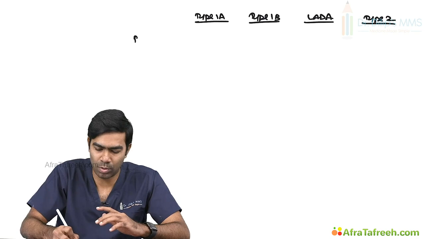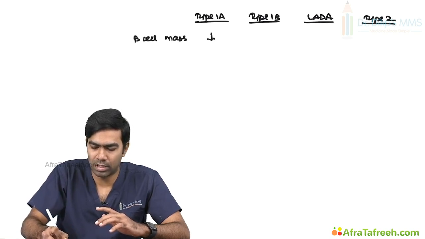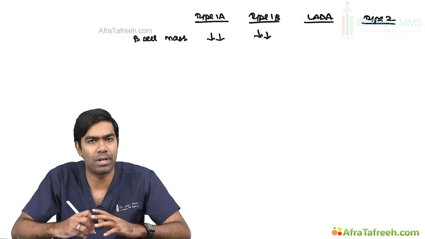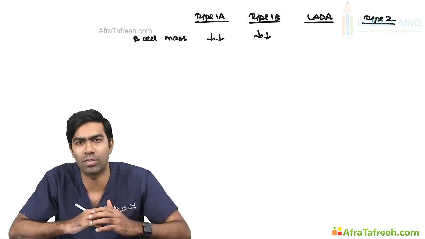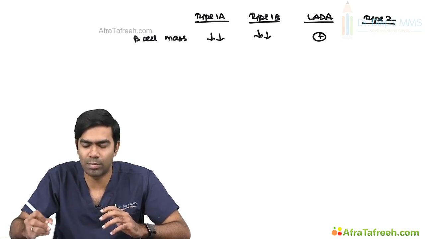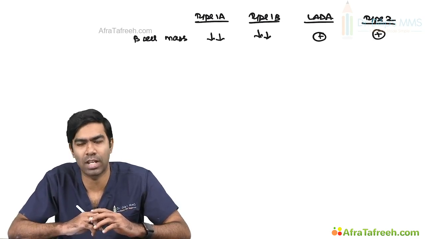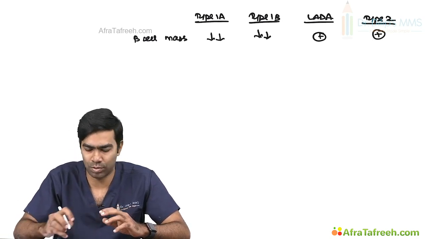First one, what about the beta cell mass? Beta cell mass is terribly declined in patients with type 1A and type 1B diabetes mellitus. That is the reason why they do not secrete any insulin, and that's the reason why they are insulin deficient and dependent as well. Whereas in LADA, a reasonable amount of beta cells will be there at the time of diagnosis, and in type 2 diabetes mellitus also there will be a reasonable amount of beta cells present at the time of diagnosis.